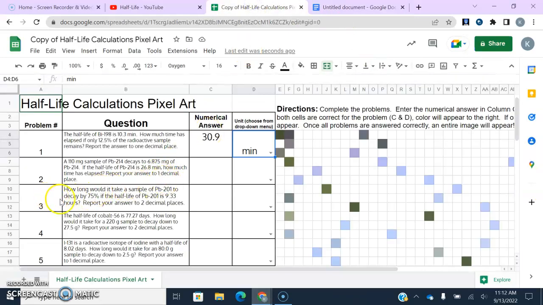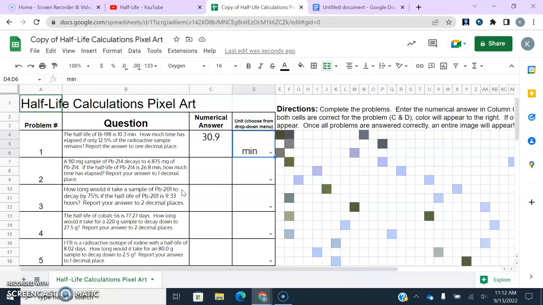I'm going to do number 3 with you because, again, we're dealing with percentages, and sometimes that can be tricky. It says, how long would it take a sample of lead-201 to decay by 75% if the half-life of lead-201 is 9.33 hours? This one is hours, so make sure when we're reporting it, it's in hours. Report your answer to 2 decimal places. It wants to know how long it would take to decay by 75%. Not to 75%, but by 75%.